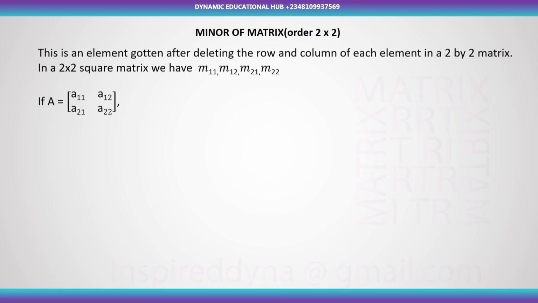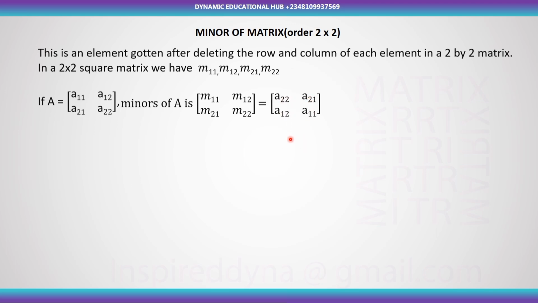If A is equal to the matrix, what will be the minor of A? The minor of A is going to be M11, first row, first column, M12, first row, second column, and so on. This is what our minor is going to be. And what are the values if you are using this as a reference? The values of the minors are going to be A22, A21.